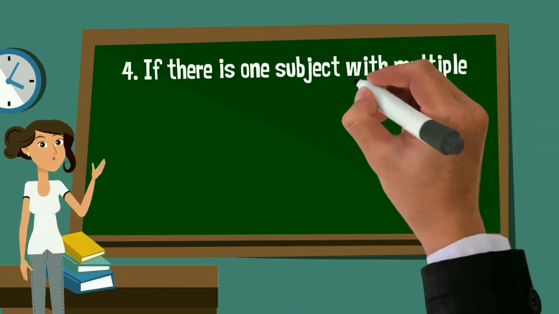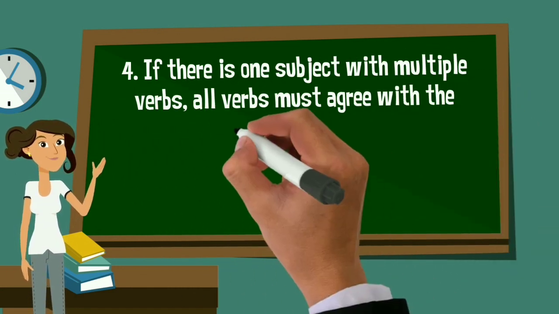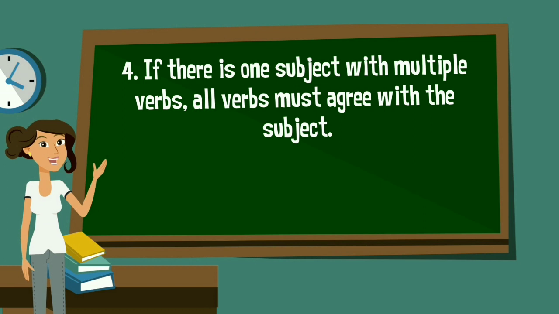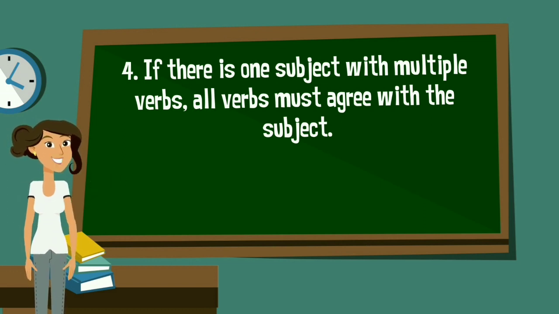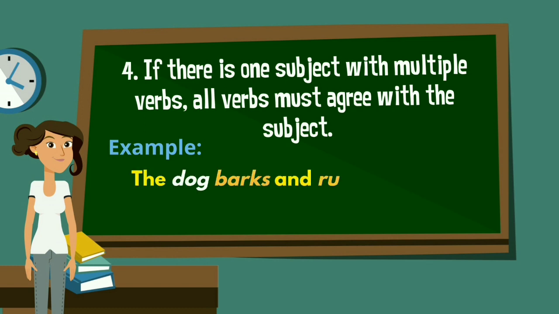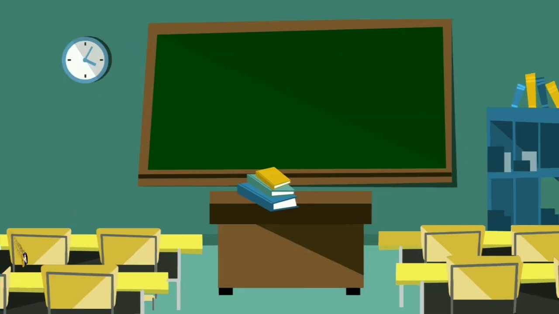The fourth rule is, if there is one subject with multiple verbs, all verbs must agree with the subject. Example, the dog barks and runs in the park. The subject in the sentence is the dog, and the verbs are barks and runs. The subject is singular, that is why both the verbs are also singular.